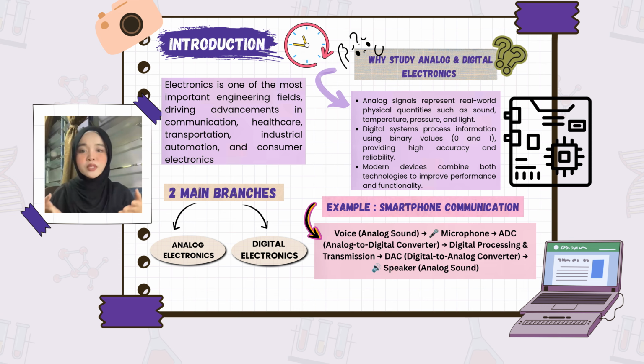Now, why do we need to know both? Well, analog signals represent the real-world applications, like my voice right now, temperature, or light. On the other hand, digital systems process information using binary, ones and zeros, to keep things super accurate. Modern gadgets usually combine both of these to get the best of both worlds.